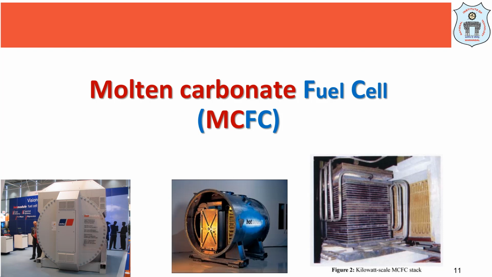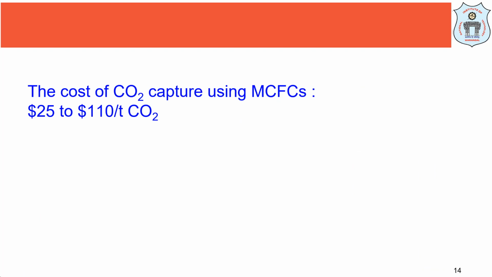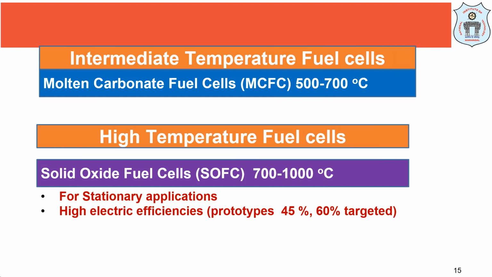The cost of CO2 capture from coal and natural gas fired power plants using this molten carbonate fuel cell is estimated to be around $25 to 100 per ton of CO2 avoided. The studies assumed that natural gas is reformed to hydrogen in the anode of the molten carbonate fuel cell. As I said, because the operating temperature is 500 to 700 degrees Celsius, all this steam reforming takes place within the system. We don't need an additional separate unit for steam reforming. Okay. So that is the advantage of this molten carbonate fuel cell.